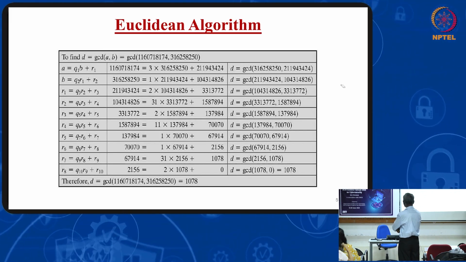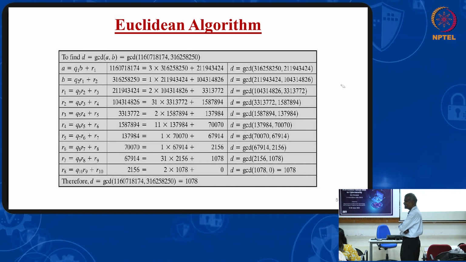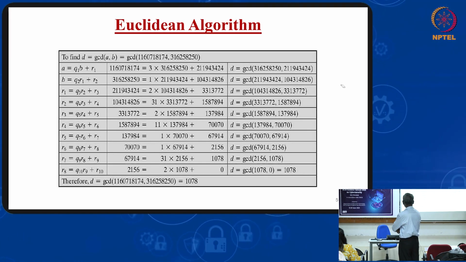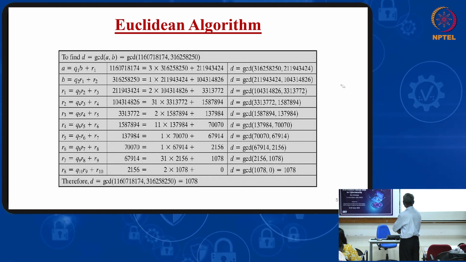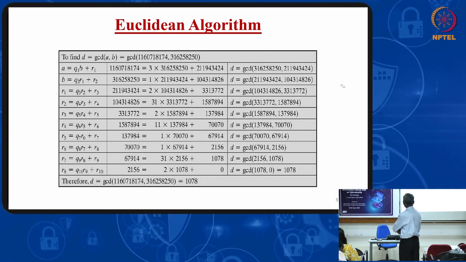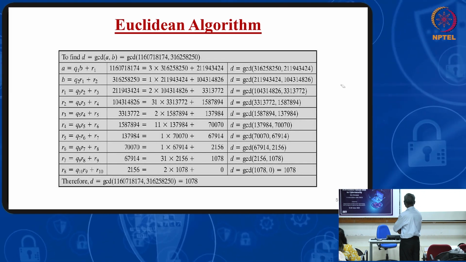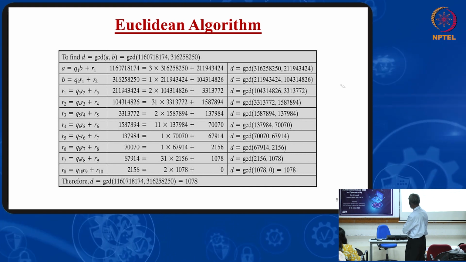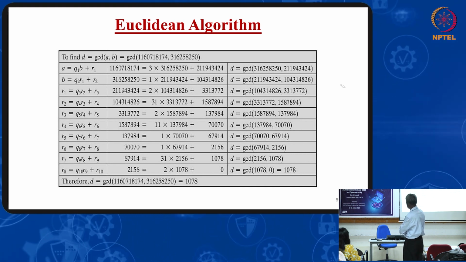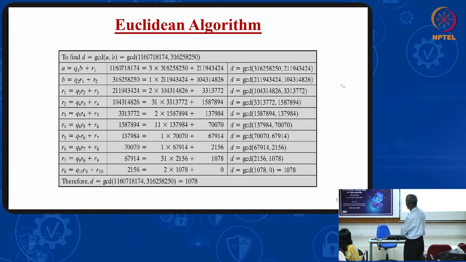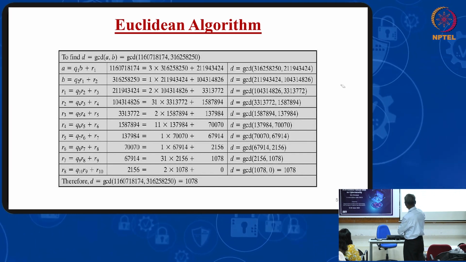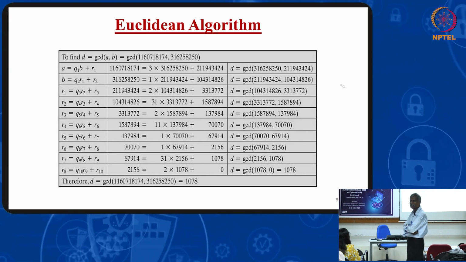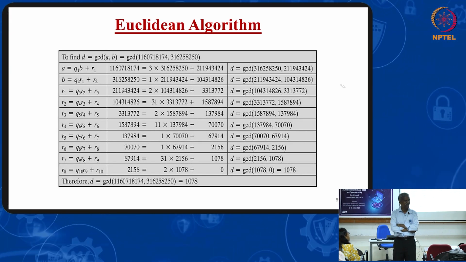What is the problem here? The greatest common divisor between which numbers are we finding? 1160, 718, 174, and another number is 316, 258, 250. We are using the same formula, A equals Q1 B plus R1. Next, B comes here, R1 comes here. Like that we are repeating. Finally the greatest common divisor is 1078. Does anybody have a doubt in this?